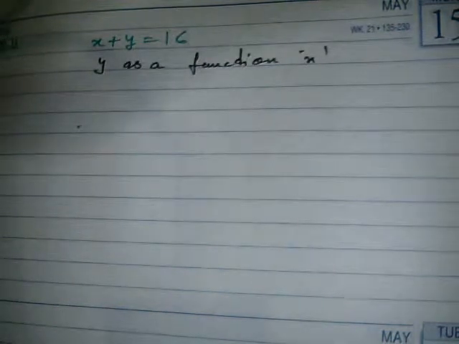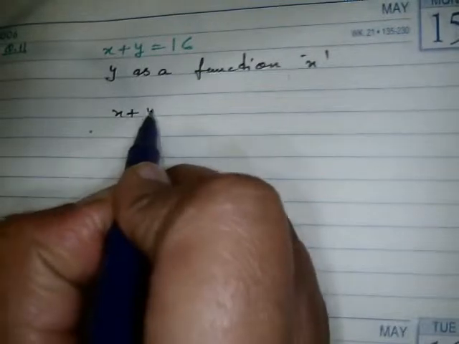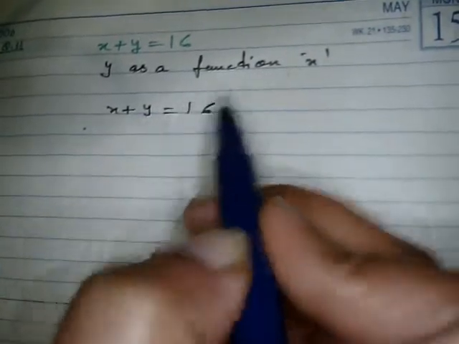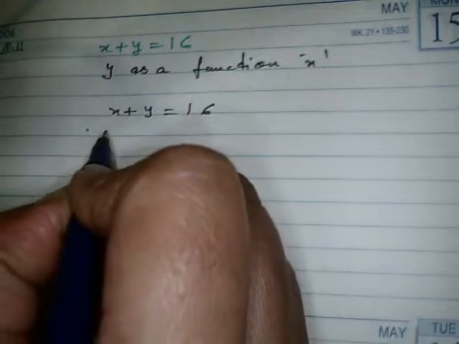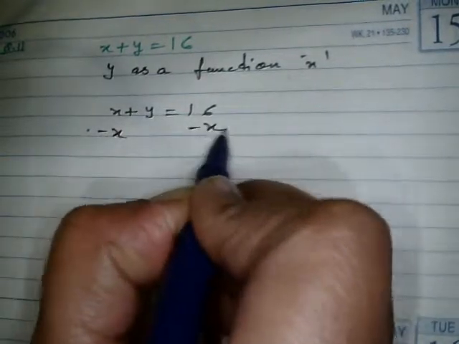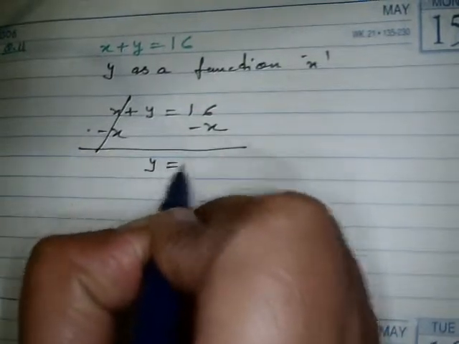How to write? x plus y equals 16 is given. Now I need to shift this x to that side. So I need to subtract x on both sides. When you subtract, this x is cancelled from here. What is left over here? y, and this has come.